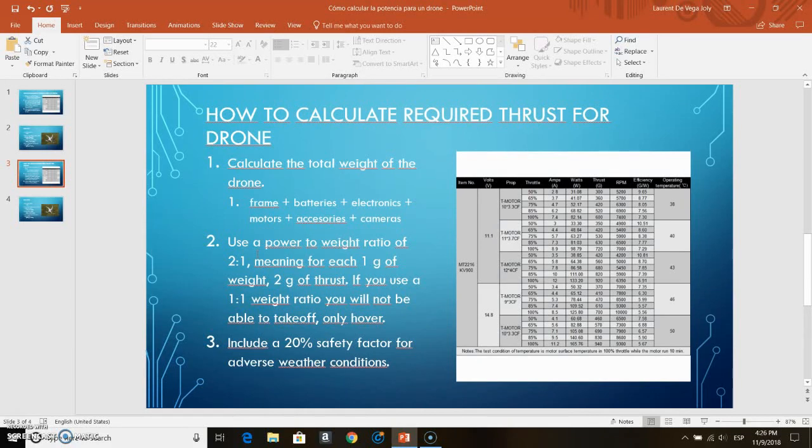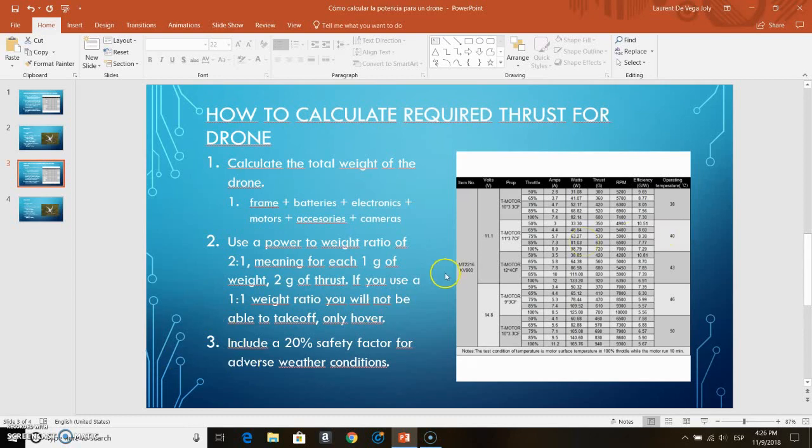You must also include a safety factor of 20%, or at least 20%, in case there are adverse weather conditions, and this is just a safe guide, because you can increase that value. It depends on where you will be flying your drone. If it's very windy, we recommend you increase that safety factor. If you're going to be flying nearby buildings, it's definitely worth increasing it a little bit more because you want a better response from your drone.